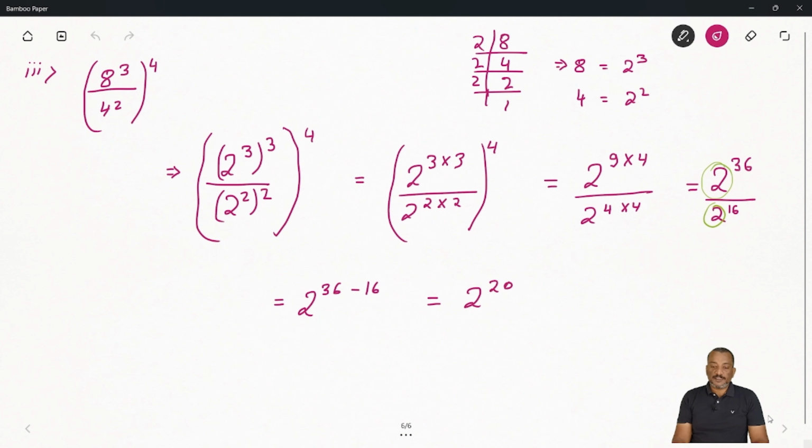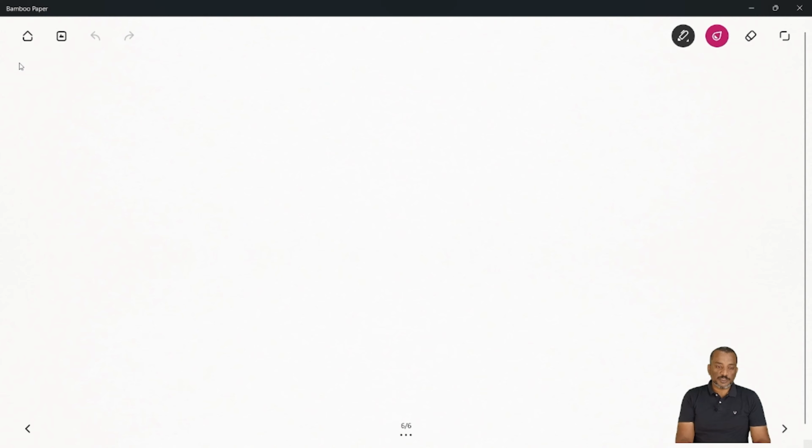Okay, now let's see one more question. Suppose the third question given is 2 raised to the power 3 over 2 and multiplying with 4 raised to the power 2. So you can say again both having different bases. So the first thing we have to do is convert into the same base. You already saw we can express 4 as 2 to the power 2.